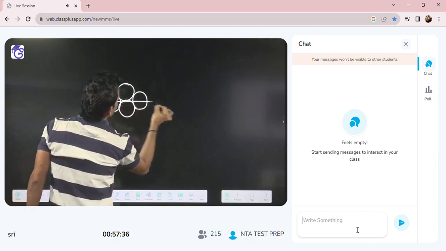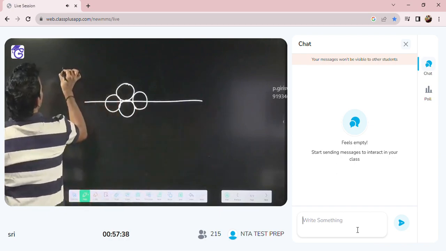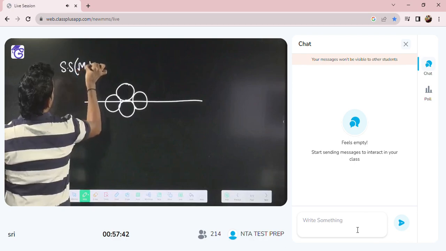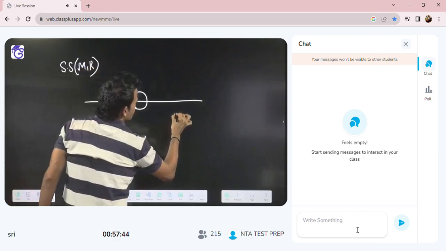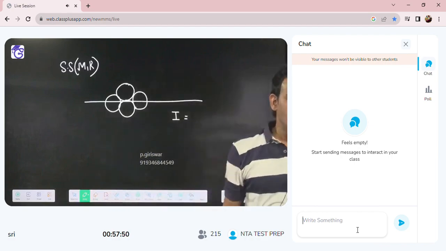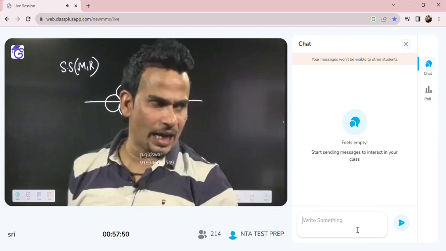These are solid spheres. All are solid spheres, each of mass m, radius r. You have to find I of the system about the given axis. That will come in the next week.